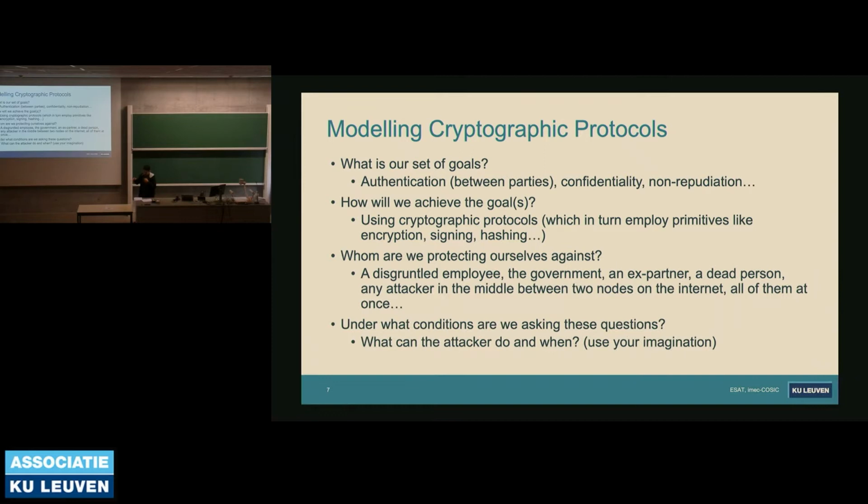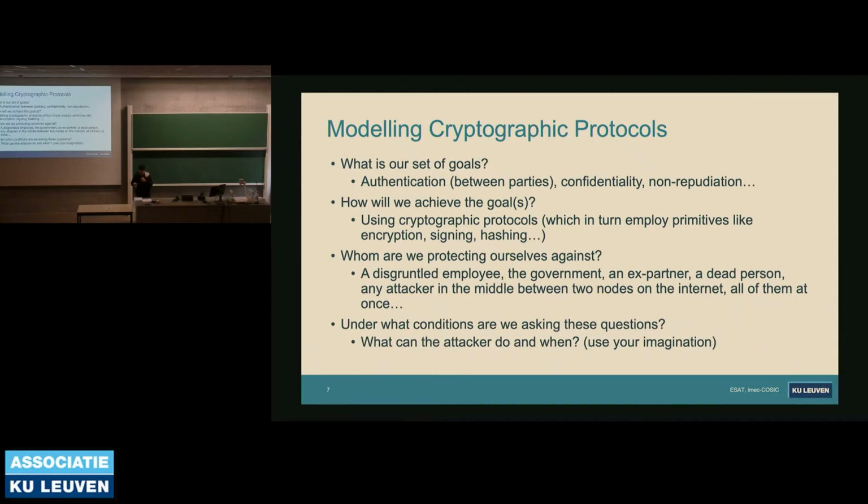Then we will look at how the goal is going to be achieved using the cryptographic properties of the primitives we use. It is equally important to consider who we're protecting ourselves against, which is the attacker. Is it a disgruntled employee? Is it the NSA? Is it my ex-girlfriend? It has to fall into the perspective of our analysis. So if we assume our attacker to be able to factor prime numbers, then it would be useless to apply RSA, for example.